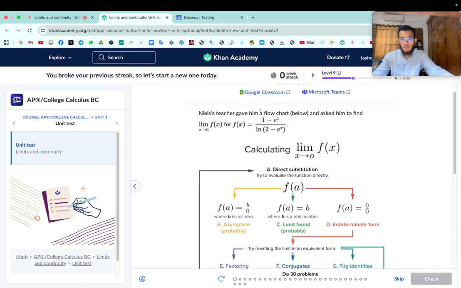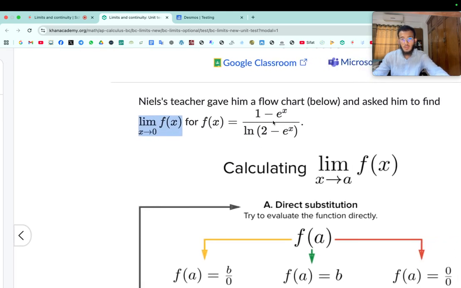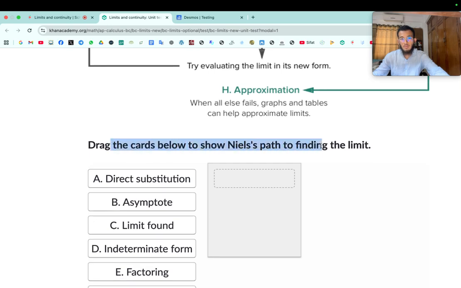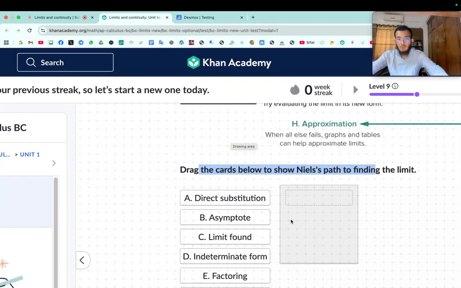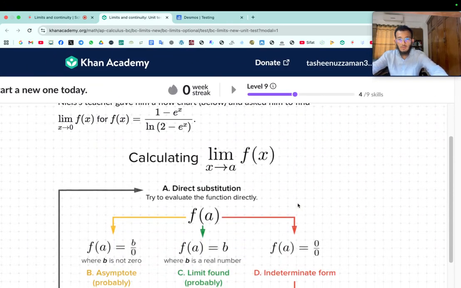Neil's teacher gave him a flowchart below and asked him to find the limit of f(x) as x tends to 0. Drag the cards below to show Neil's path to finding the limit. So basically, we also have to attempt to find the limit, and only then would we be able to tell what path we should follow.